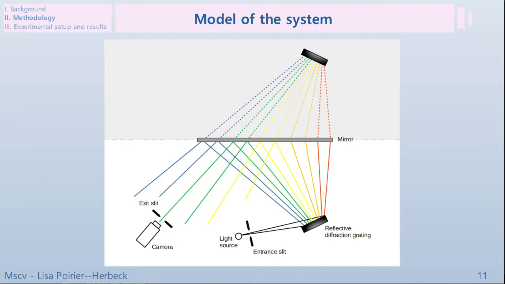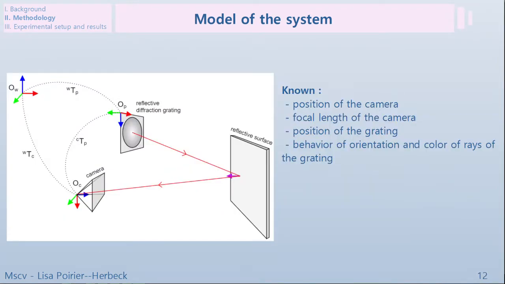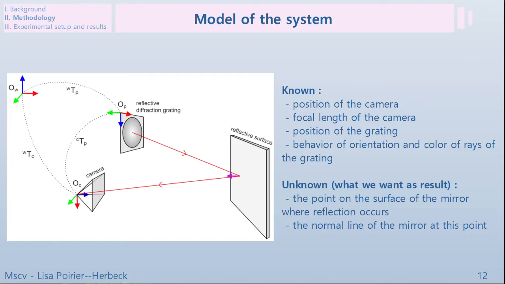In the following slides, I will explain how it is possible to get the angular position of the mirror by capturing this color value. So first, what is already known in our system? The position of the camera, the focal length of the camera, the position of the grating, and the behavior of orientation and color of rays of the grating. And what we miss, what is unknown and what we want to find as a result, is the point on the surface of the mirror where a reflection occurs and the normal line of the mirror at this point.